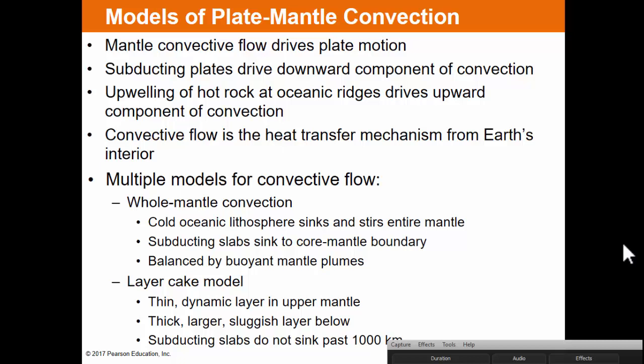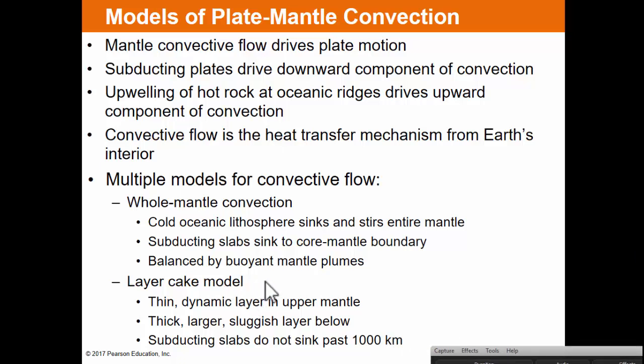We know that upwelling of hot rock at oceanic ridges drives the upward component of the convection. We know that convective flow is the heat transfer mechanism from the Earth's interior. So the hot Earth interior is what drives this flow. The question is, there are two different general models that we have conceptions of right now. One is the whole mantle convection, and one is the layer cake, which is just the top layer of the mantle.